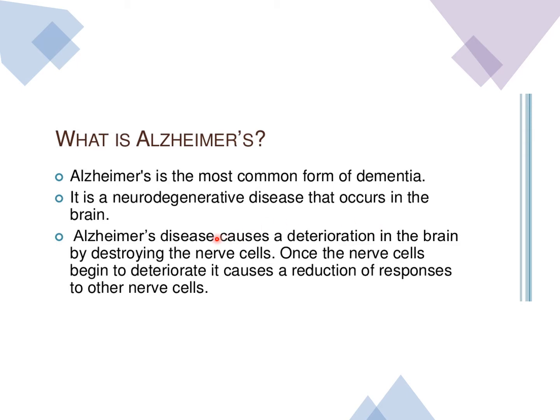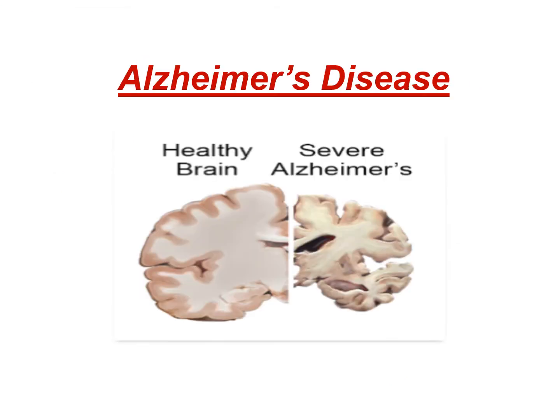If we talk about a general definition of Alzheimer's, then we come to know that Alzheimer's disease is basically a neurodegenerative disease. It involves the loss of nerve cells or the death of the nerve cells. And the part of the brain that is mainly involved in this disease is the cortex.